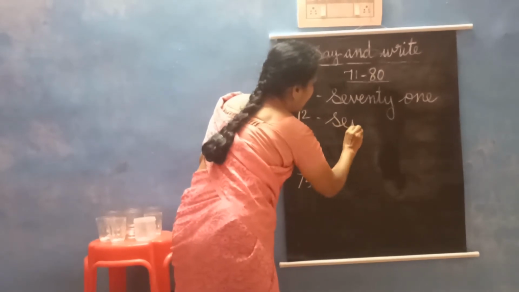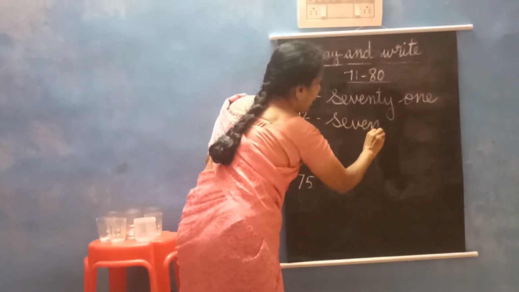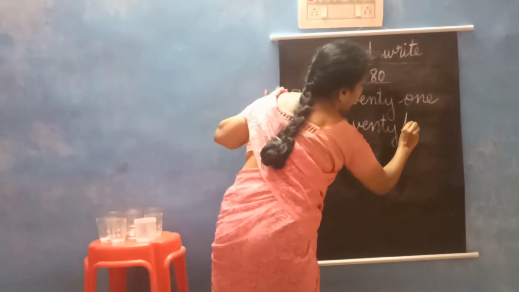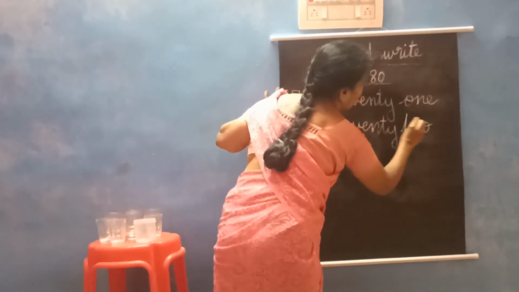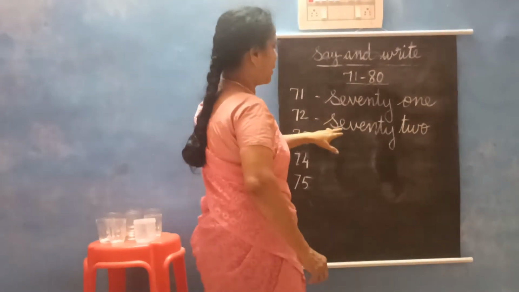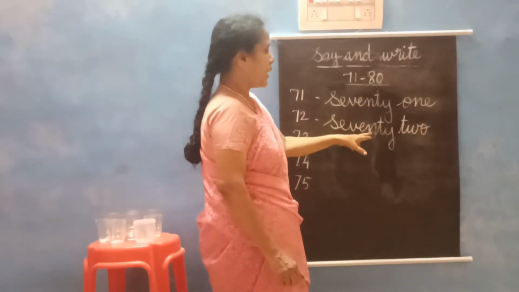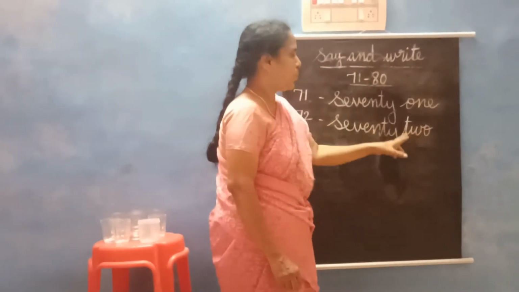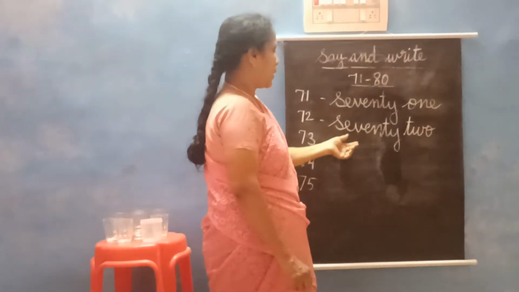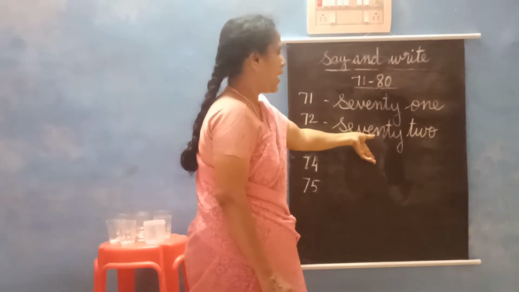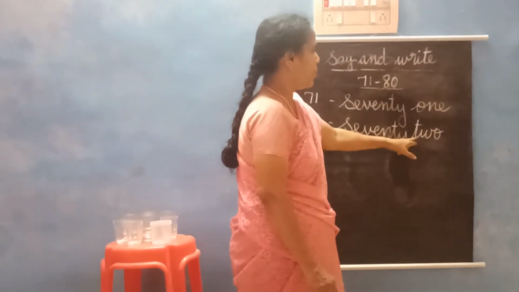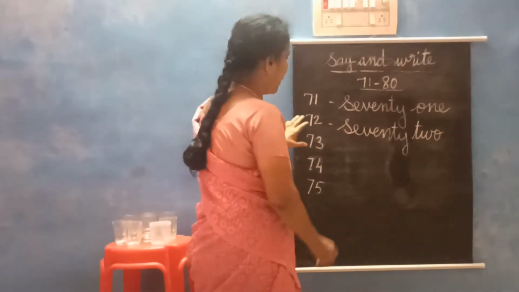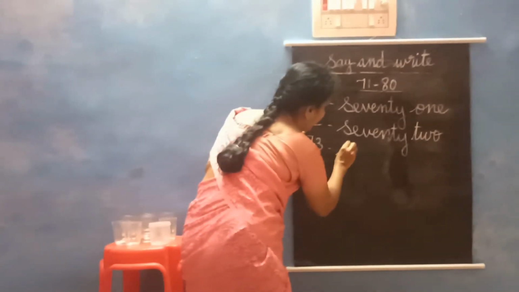SEVENTY. 72. TWO, 2. 72. SEVENTY. 72. TWO, 2. 72. SEVENTY 72. TWO, 2. 72. Then the next number, 73.